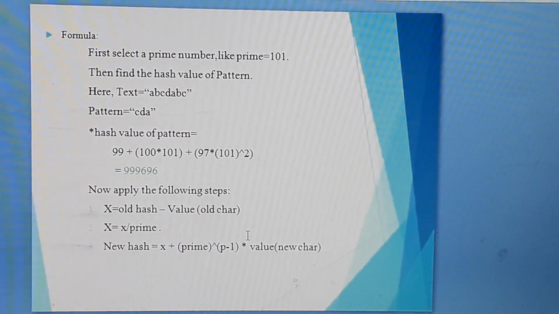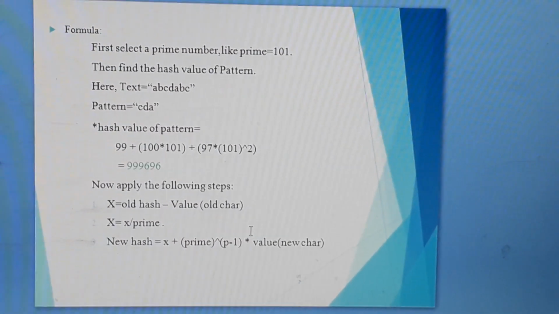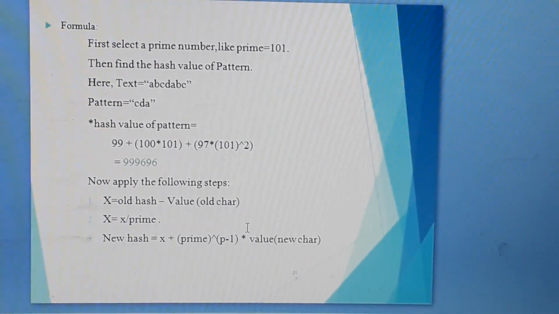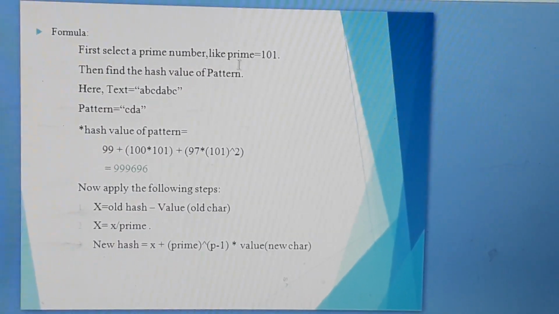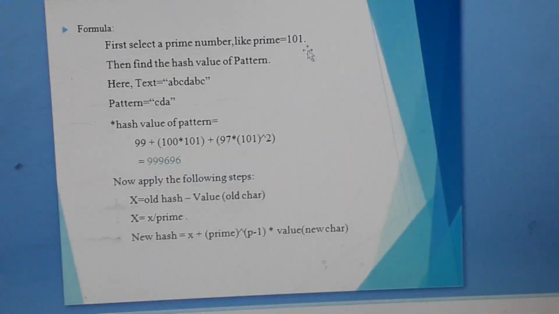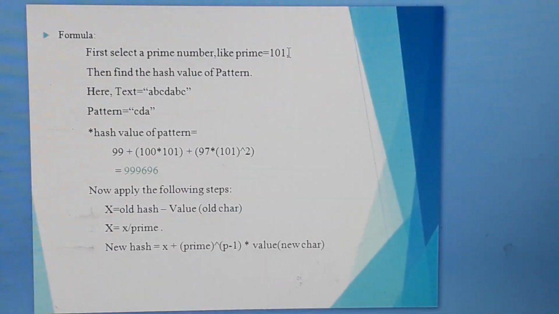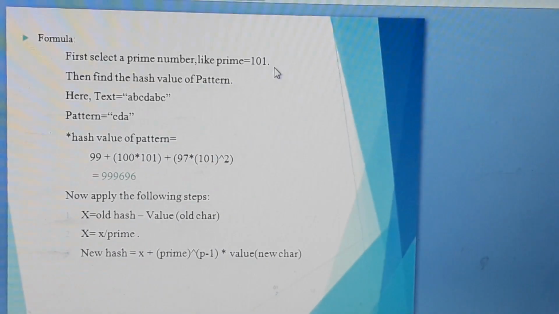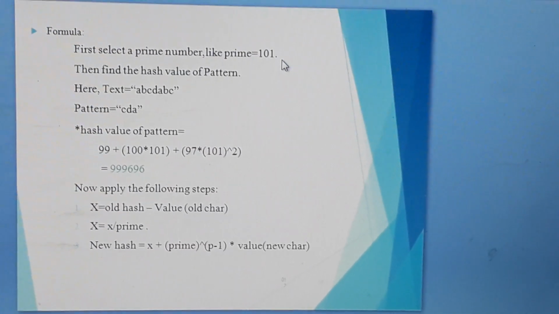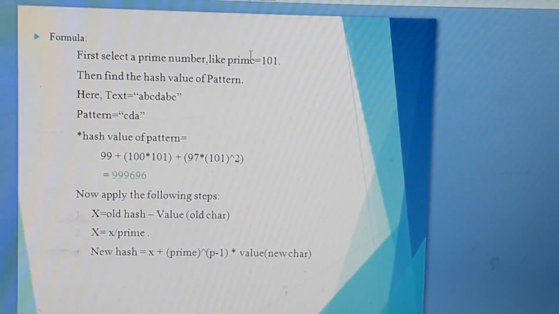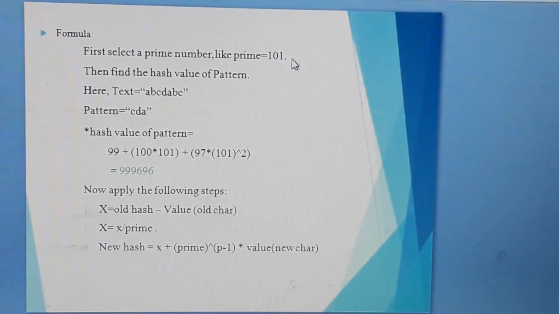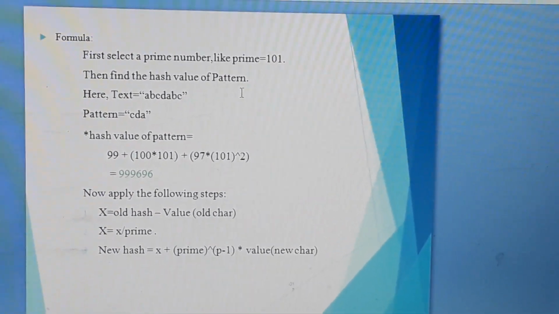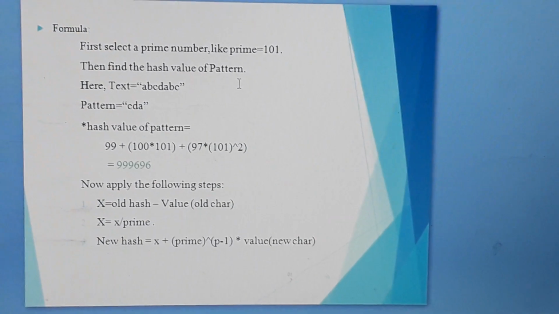Take an example. These are the steps we have to follow to solve the problem based on the Rabin-Karp algorithm. First we have to take a prime number. Here we have taken the prime number 101. It depends on us; we can take any number which is a prime number. Then we have to find out the hash value of the pattern. So how to find out the hash value of the pattern?